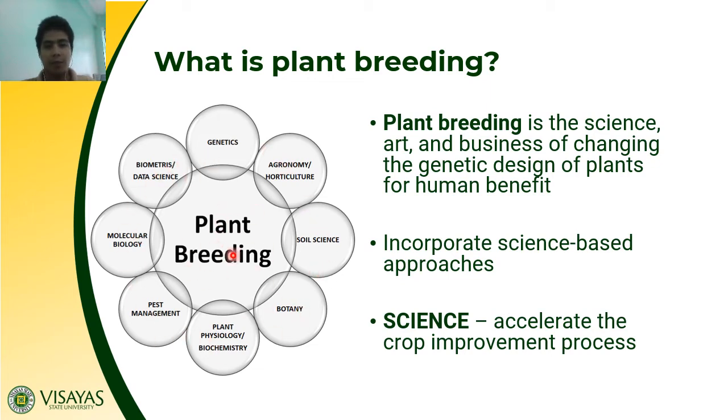in order for him to master the field plant breeding. And we also discussed in the last lecture that the incorporation of science-based approaches has accelerated the crop improvement process because with all these scientific disciplines, it helped the plant breeder to understand biological process. And say, for example, the plant breeder is able now to unravel the genes underlying the complex traits.